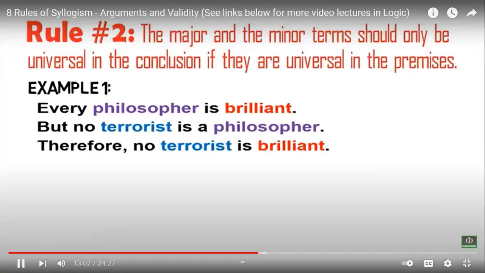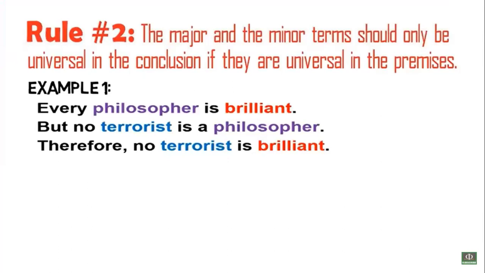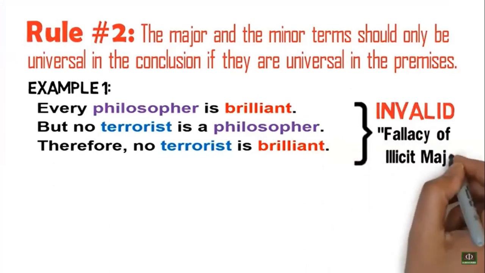As we already know, the predicate terms of all negative propositions are universal. But if we look at the major term in the first premise, it is particular, because as we already know, the predicate terms of all affirmative propositions are particular. In the end, this syllogism is invalid because it violates rule number 2. This is what logicians call the fallacy of illicit major.